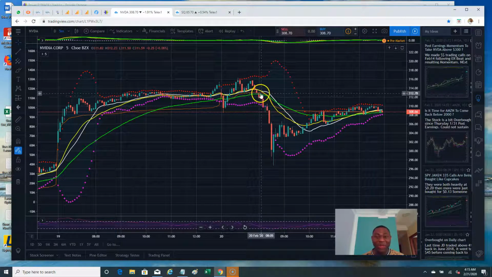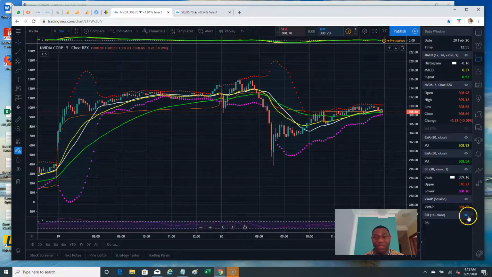But most realistically, the entry would have been here, falling below the volume weighted. Let me go back to the data window. That's where we can see the VWAP. So falling below the VWAP here at 10:55 Eastern, or even further, the exponential moving average, 50, the green line here, then you would have gone short. It's still a good move.